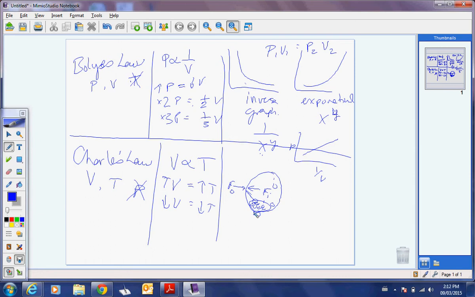Okay, so hot temperature equals fast-moving particles, which equals expanding volume. And then, of course, the opposite is true. Okay? Hot temperature equals fast-moving particles, which equals expanding volume. Got it?